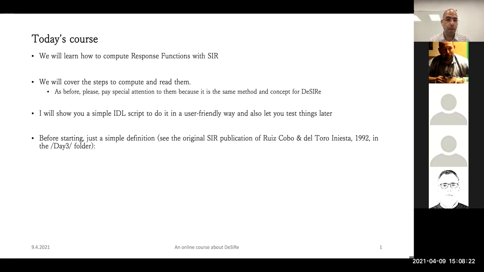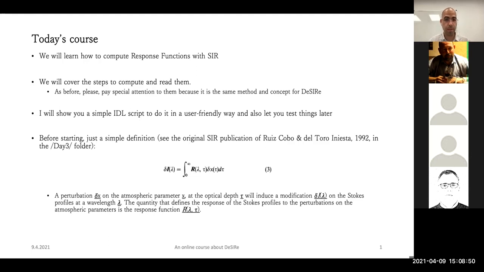what response functions are. So I will bring an equation from the original publication of SER, from 1992. I put the publication inside the folder day 3, the folder corresponding to today's class. So you can read it, or you can just check the equation and try to understand a bit more the different elements. And this is the equation. I will try to go step by step. It's relatively simple, but a bit difficult to understand, so let's go very slowly.